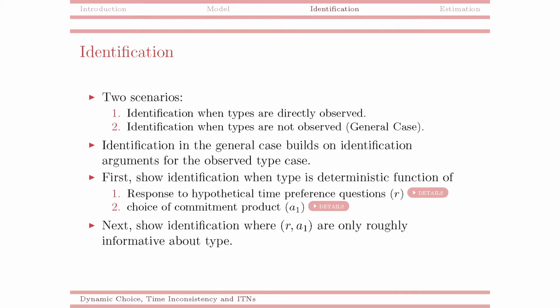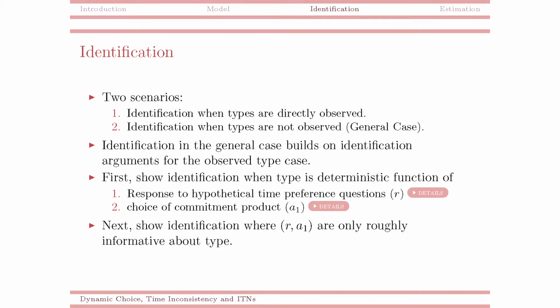And then we'll talk about identification in the case where types aren't observed, or what we might think of as the general case. The reason to do it in 2 steps is in part because identification in the general case is going to build upon identification arguments for the directly observed types case. So I'll reduce the problem in the general case to the case where I can actually apply the results from the directly observed types case.